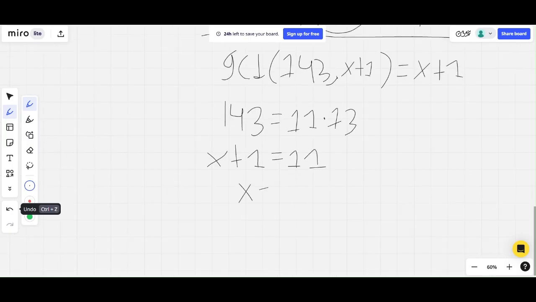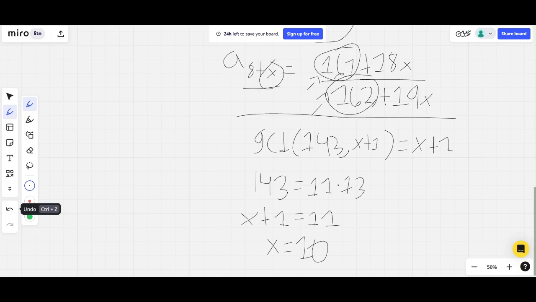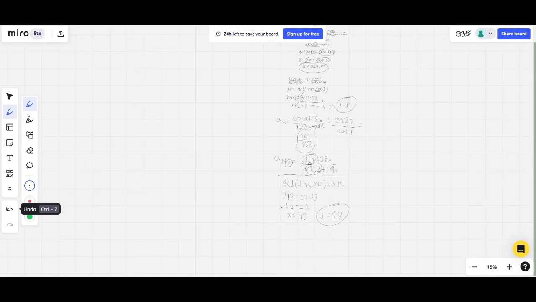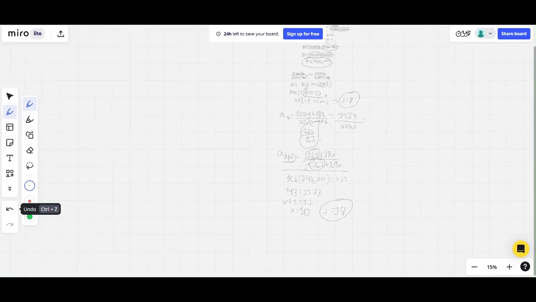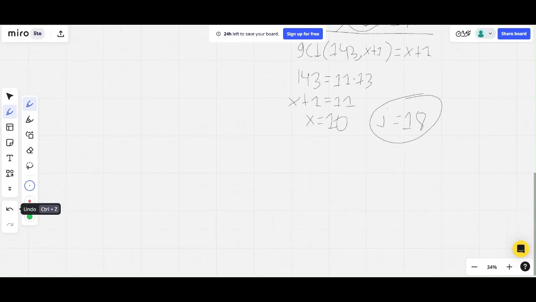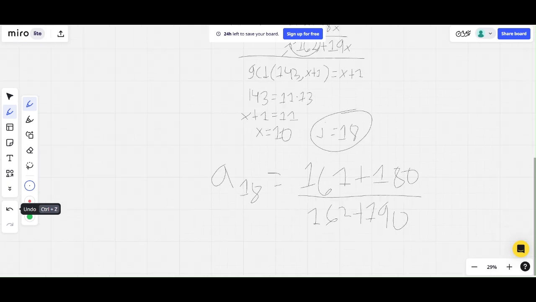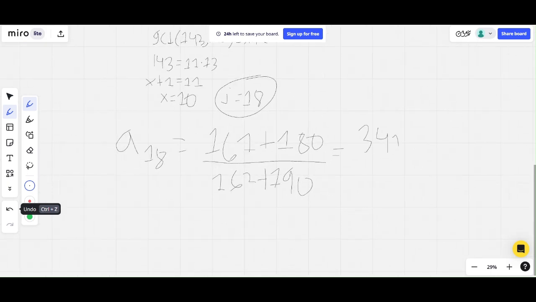So in this case, x equals 10, and if x equals 10, then by our definition, j is going to be equal to 18. So we have j equals 18. So we have 8, and we have 18, and we also have 2 and 1. Okay, and so now we can calculate a of 18 and make another equation. So we have a of 18 equals 161 plus 180 over 162 plus 190. This simplifies to 341 over 352, and that's going to simplify to 31 over 32.